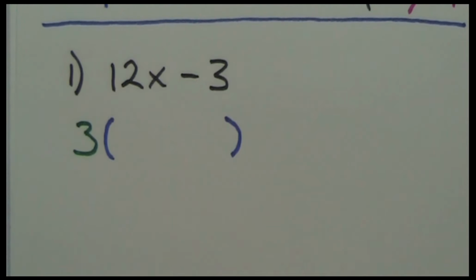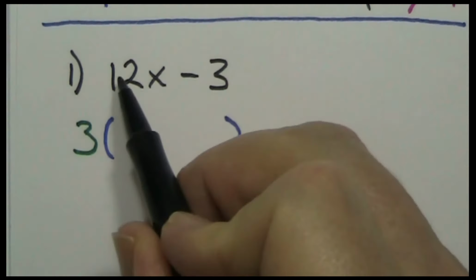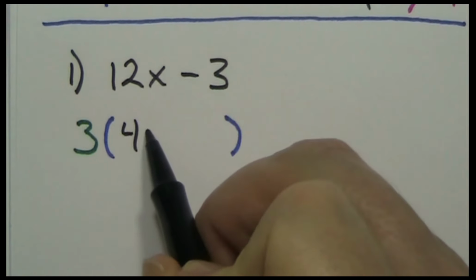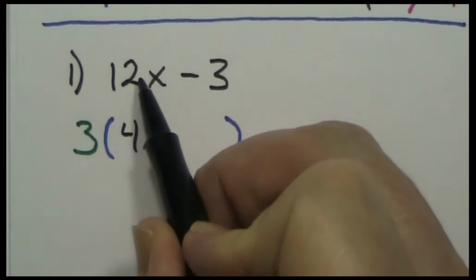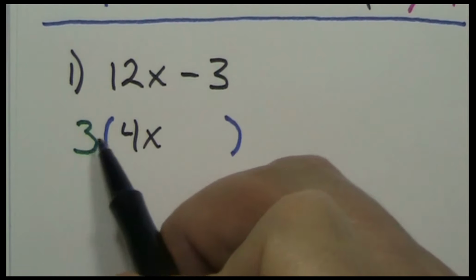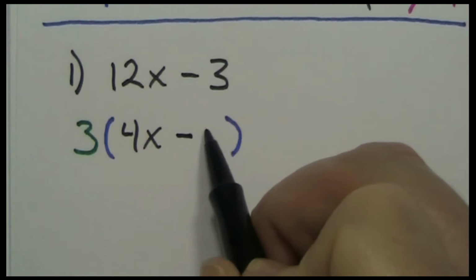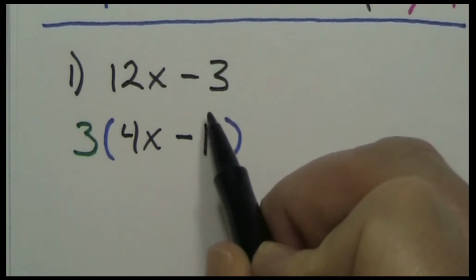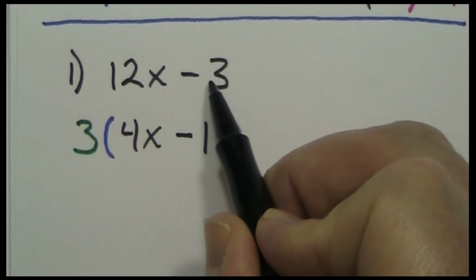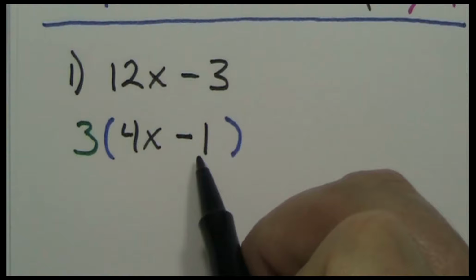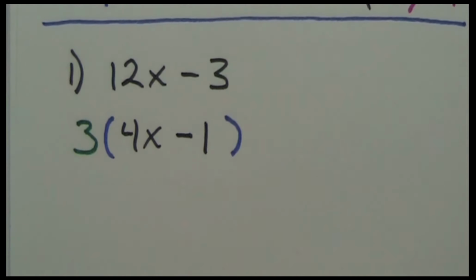And then we have 3 times 4x? 3 times 4x is 12x. And 3 times -1 is negative 3. And that is the answer. That's all you can do.